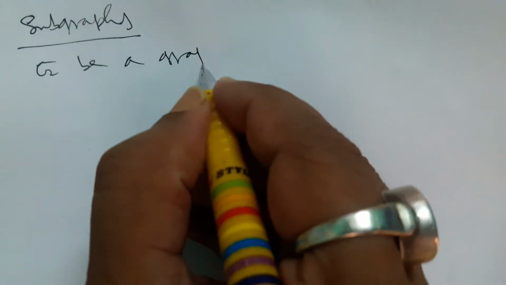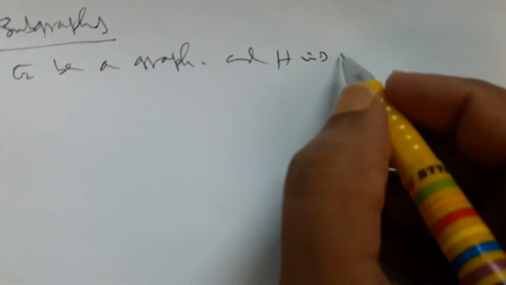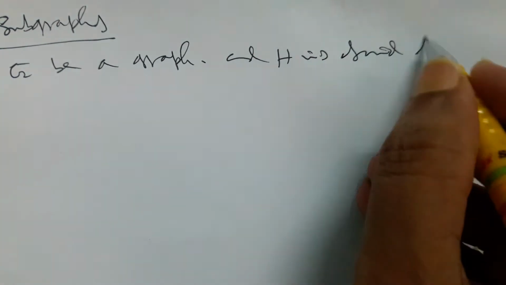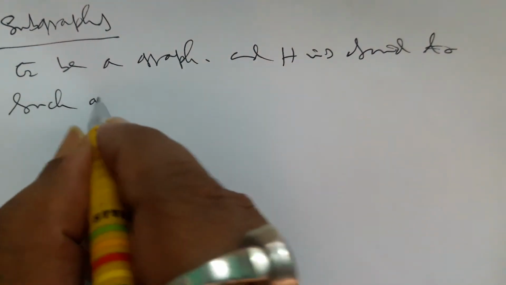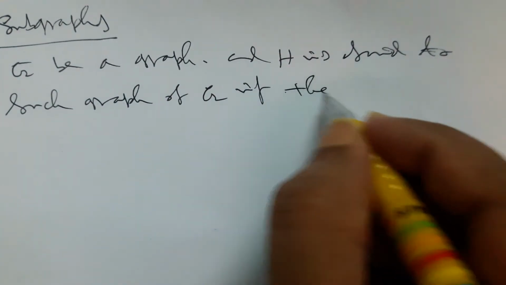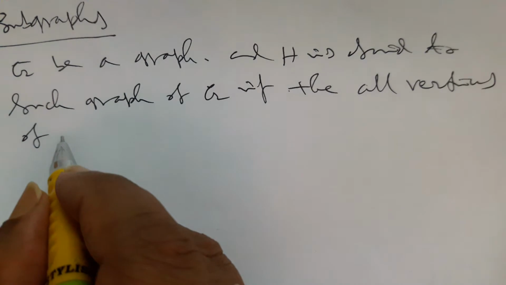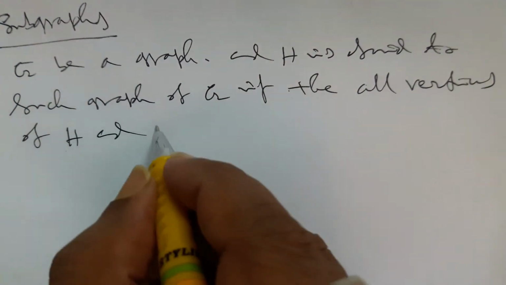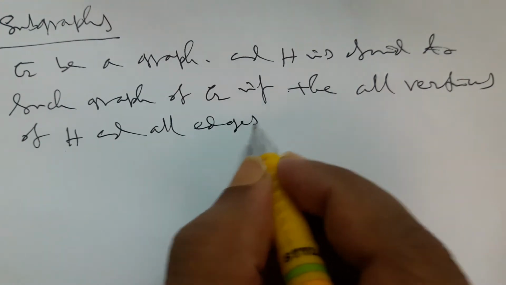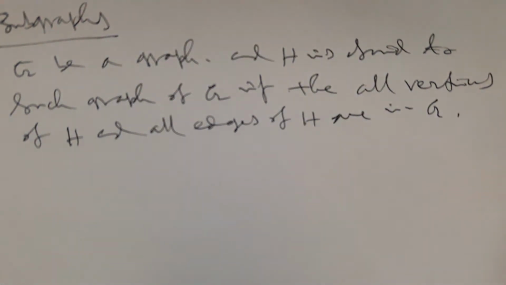So at first we consider G to be a graph, and H is said to be a subgraph of G if all vertices of H and all edges of H are in G. So what happens there?